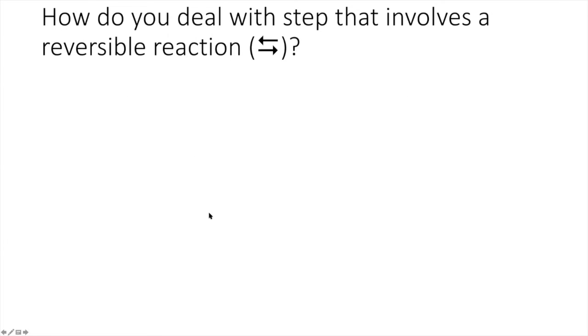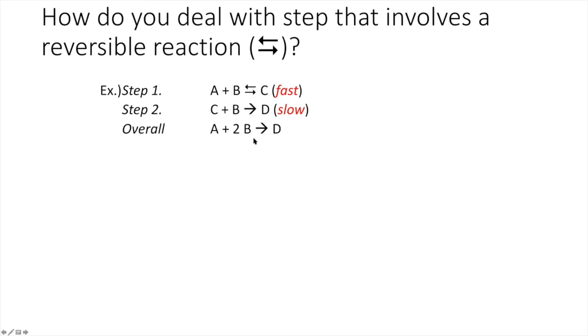So now what we want to do is look at how it changes in some situations when you have a reversible reaction for a step. In this case, let's say that step 1, A plus B in a reversible way gives you C, and that's the fast step. But now the intermediate C reacts with another molecule of B to give you product D, and that's the slow step. Once again, if you just add the reactions together, you get the same overall reaction, but in this special case, one of the steps is reversible.